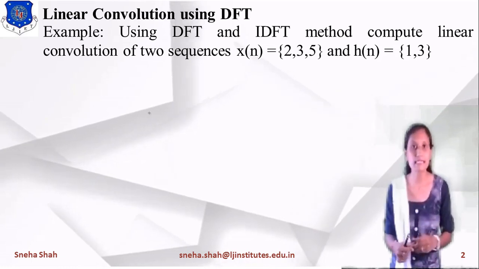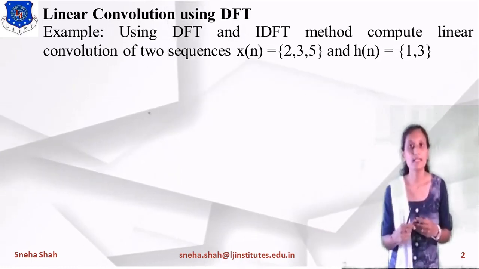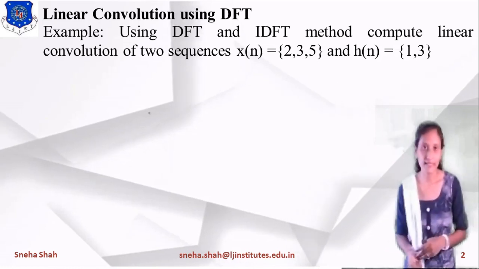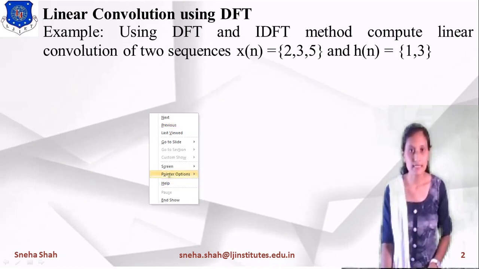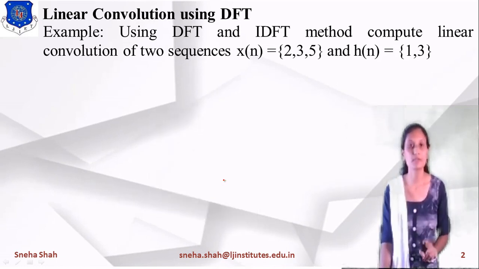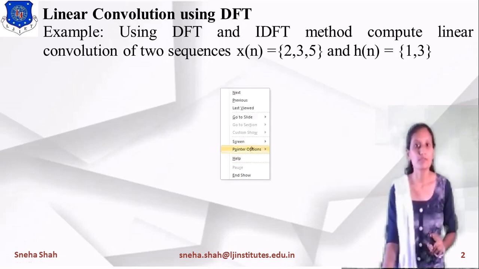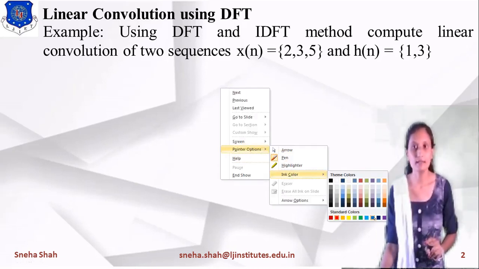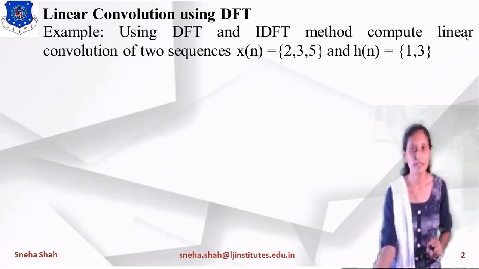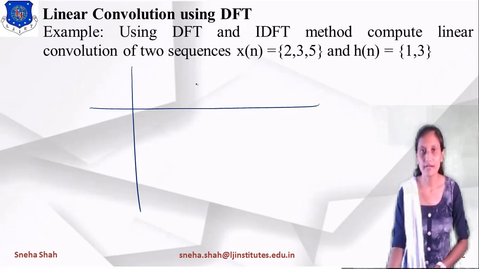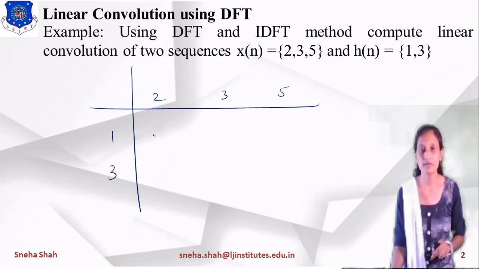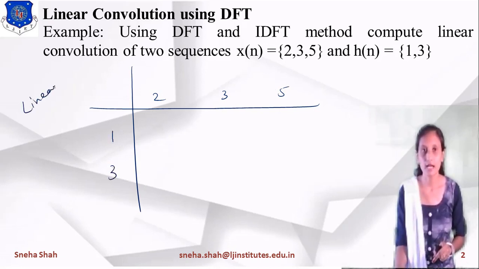First of all we will see whether we can find it or not. First of all, I am asking whether linear convolution is the same as circular convolution or not. If we want to check it, we start by solving the linear convolution. Suppose I find the linear convolution using the tabulation method: 2, 3, 5 and 1, 3. I am finding the linear convolution, right?